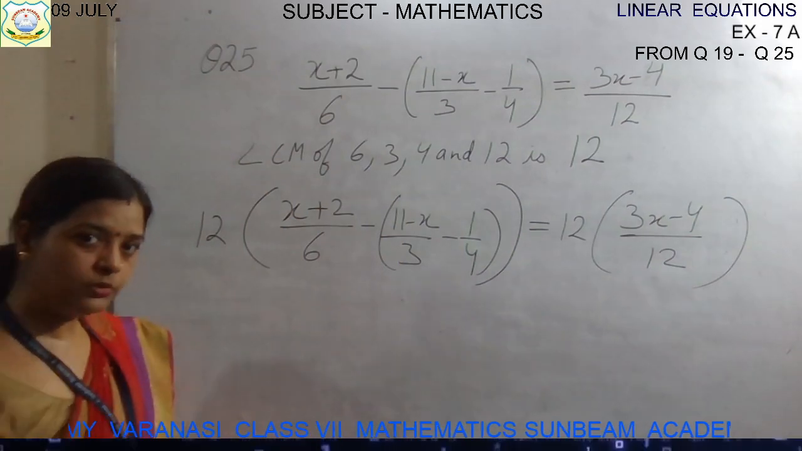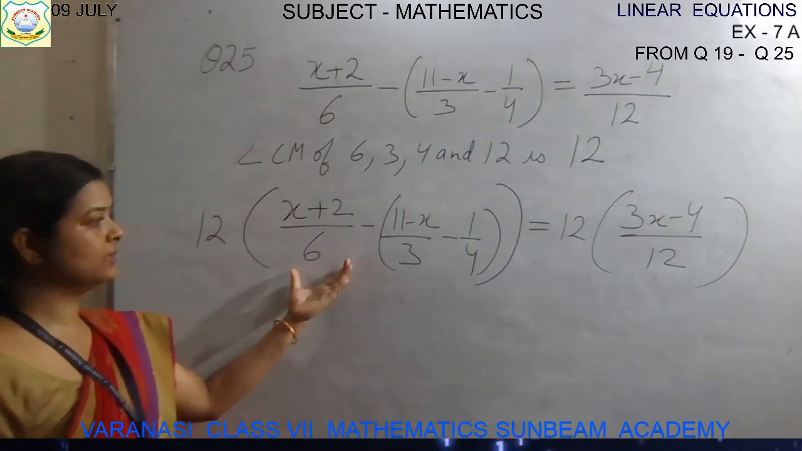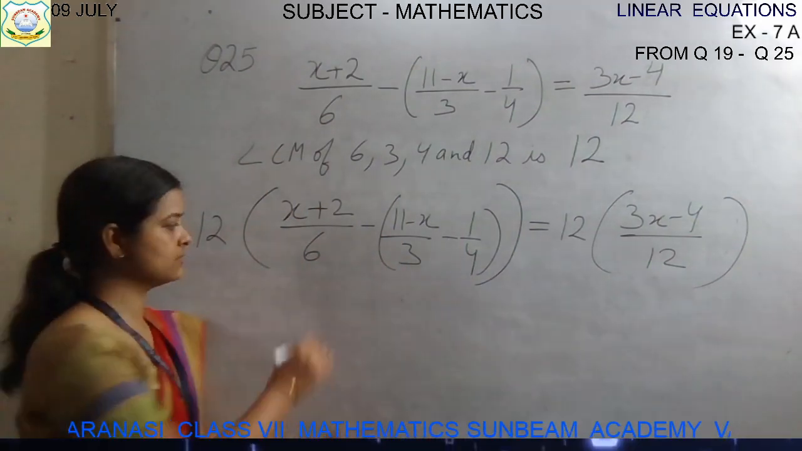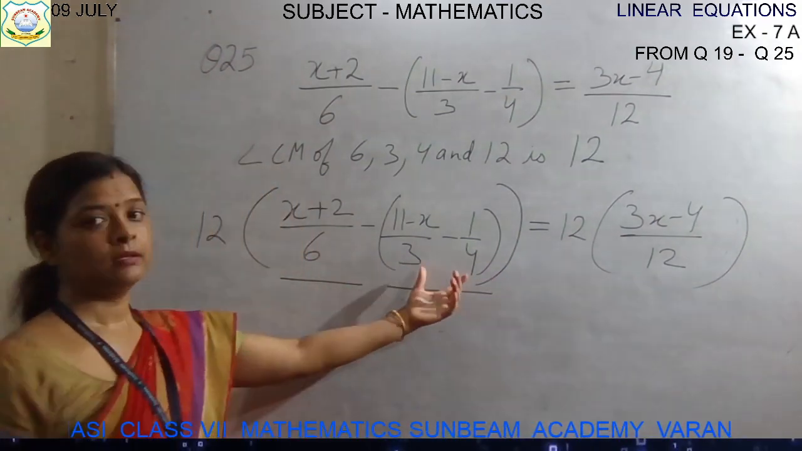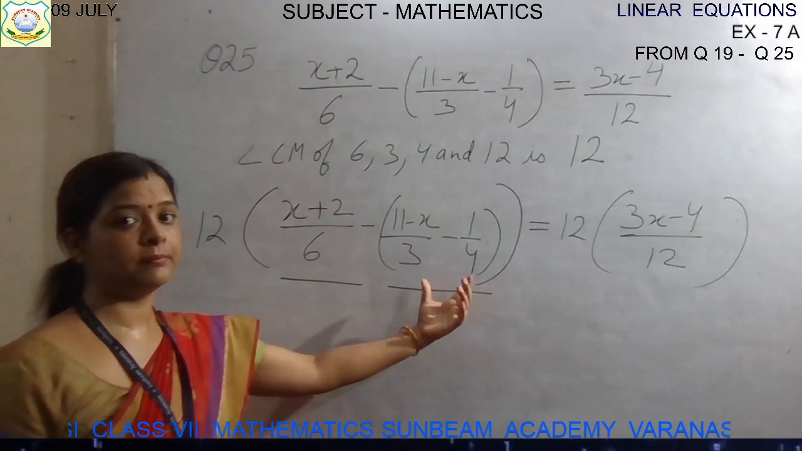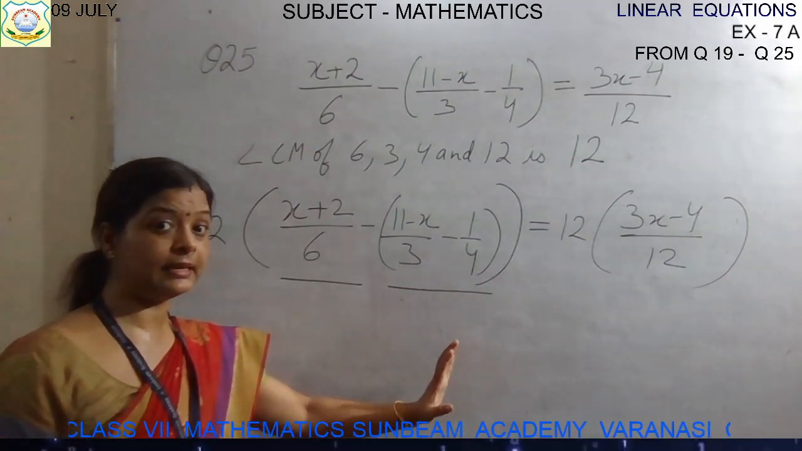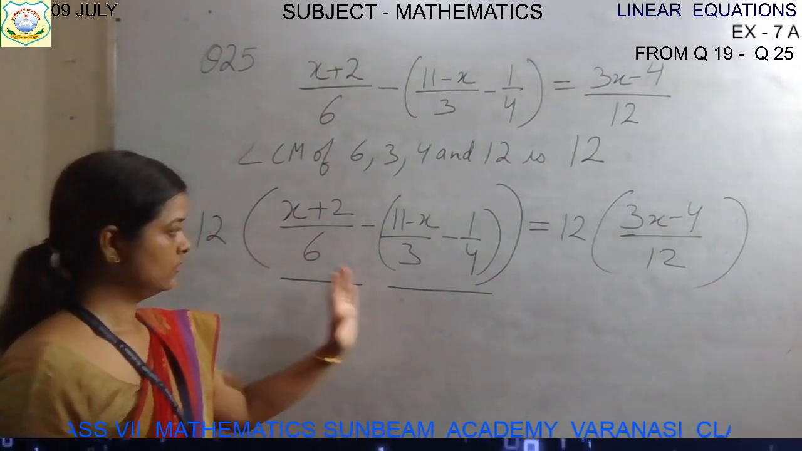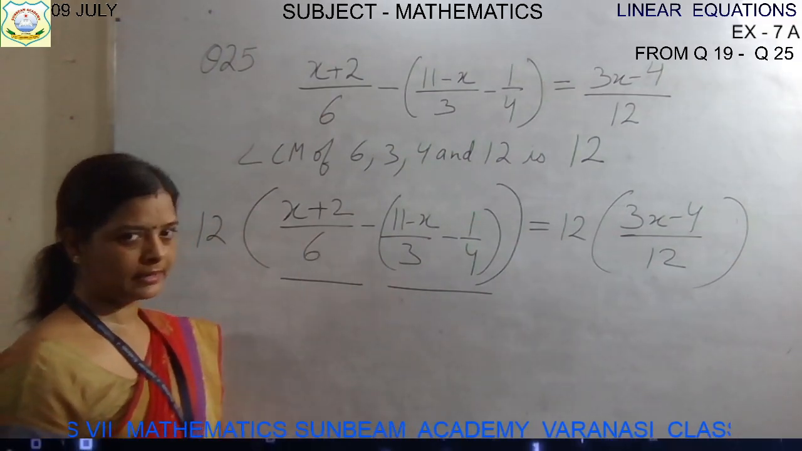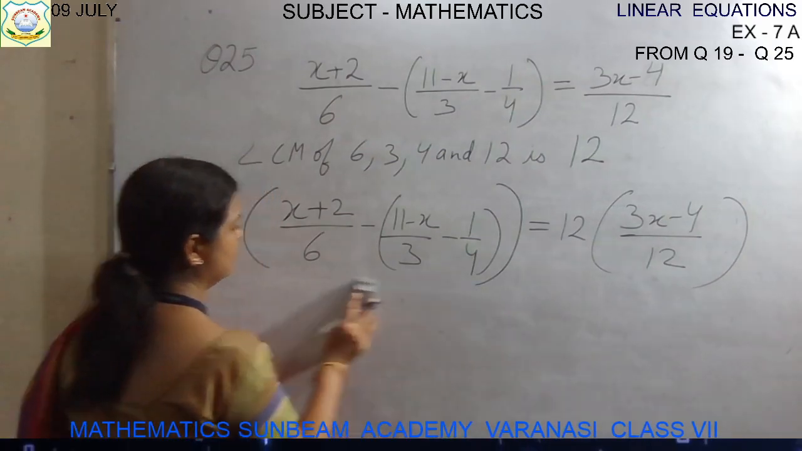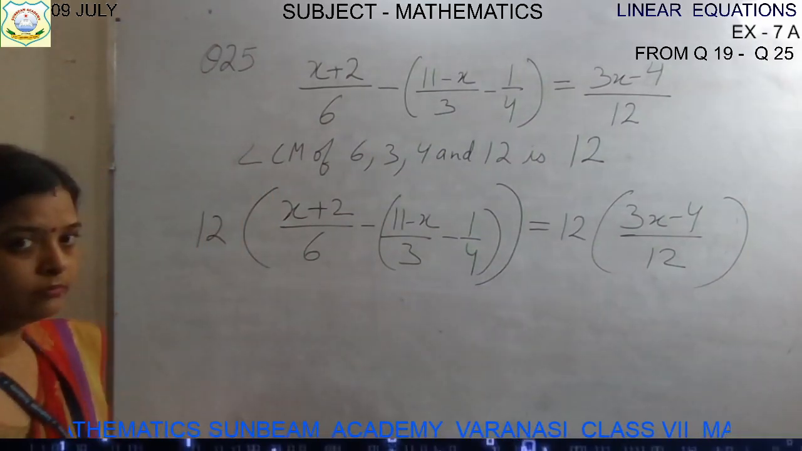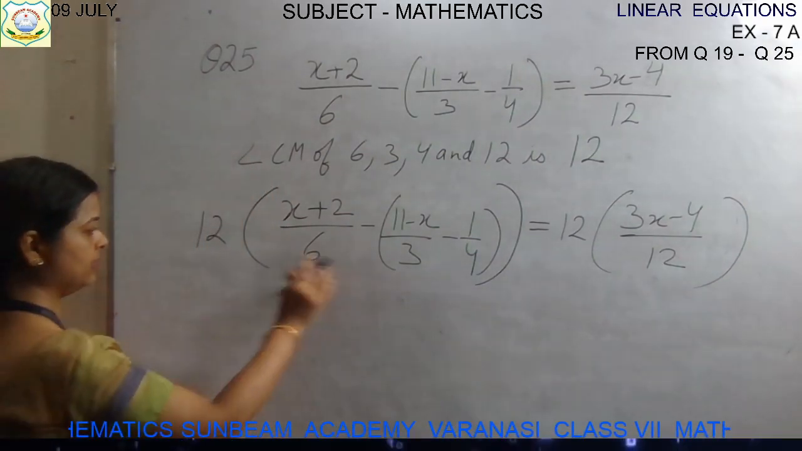Now what will we do? We will multiply this 12 with this term and this term. This is one term children and this is another one, because it is inside the bracket. That's why we will treat it as one right now, and then we will open the bracket further. So let's multiply 12 with each and every term.